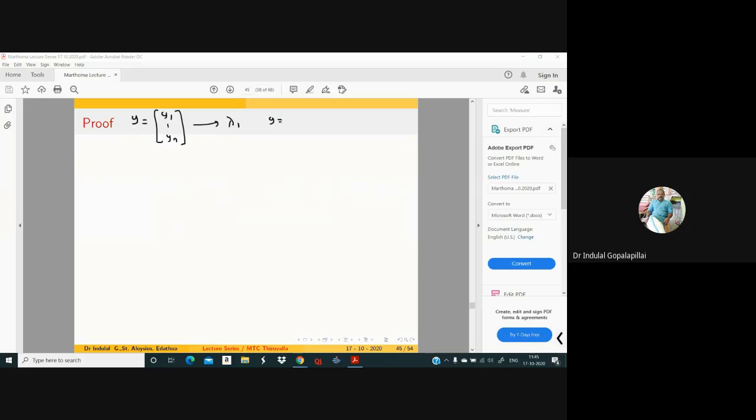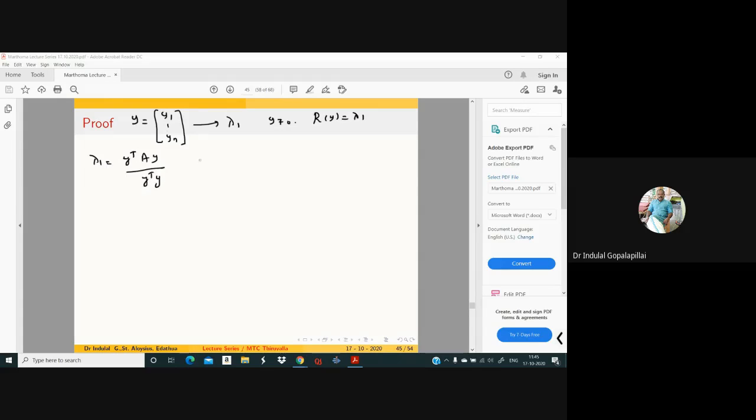Then we know that y is not equal to 0, and the Rayleigh quotient of y is equal to lambda 1. Therefore, lambda 1 is equal to y transpose Ay by y transpose y. This is by the Rayleigh principle, the Rayleigh quotient. Lambda 1 is equal to the Rayleigh quotient. That also we have proved, that y is an eigenvector corresponding to lambda 1 if and only if the Rayleigh quotient coincides with the eigenvalue. So lambda 1 is equal to y transpose Ay by y transpose y.